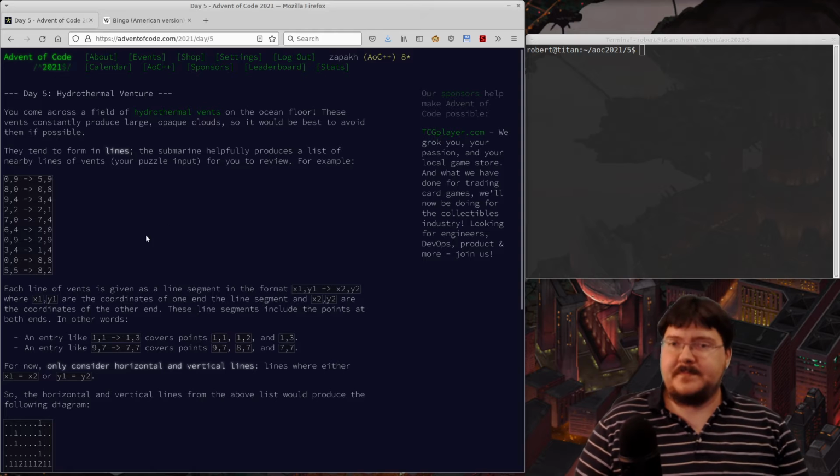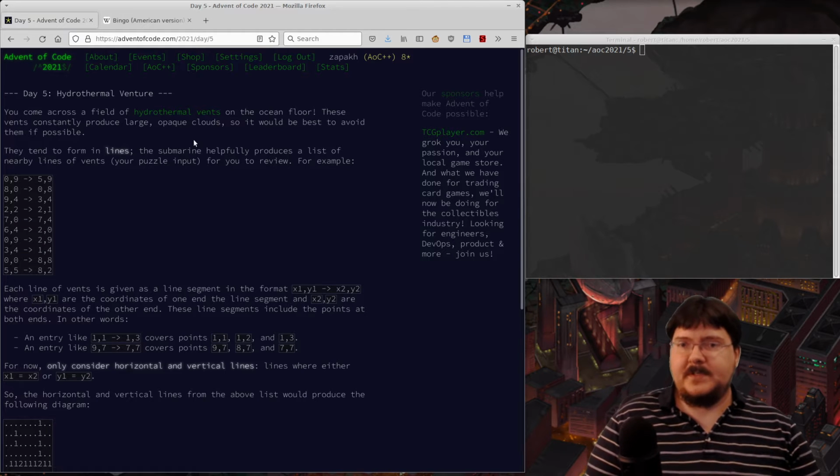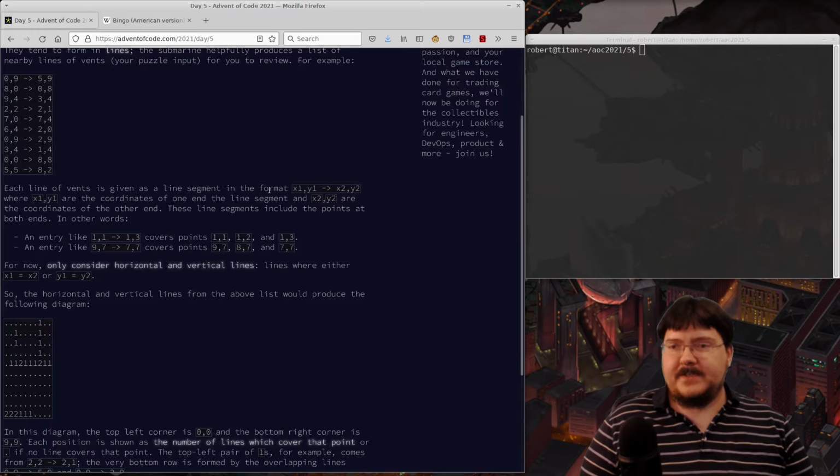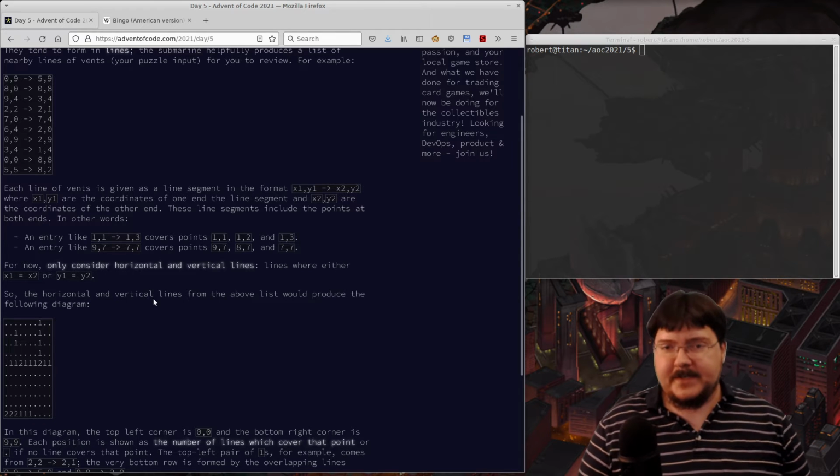Day 5. Hydrothermal vents tend to form lines. Each line is a line segment. The arrow makes me think it's directed. Okay, and it's covering lattice points, I guess.